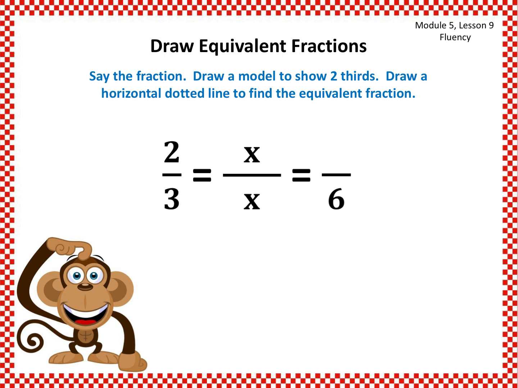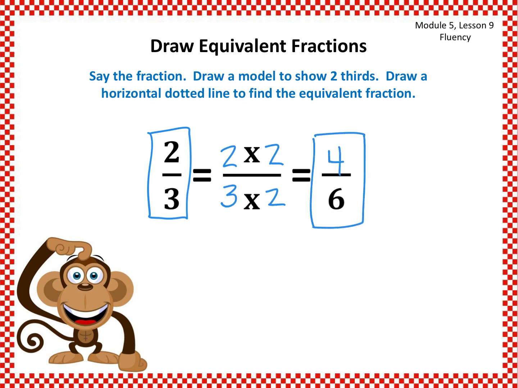All right, this time we have the directions changed just a little bit. We're going to say the fraction, and then we're going to draw a model to show 2/3 and draw the horizontal dotted line to find the equivalent fraction. So I am going to start here by writing our fraction. I'm going to go ahead and write 2/3. Even though I know we're going to draw this out, I still want to write my fraction, my number sentence. So I started with 2/3, which is what we started with over here. And I know that 3 times 2 is equal to 6, which is what I have in my denominator. Because I did it in the denominator, I have to do it in the numerator. 2 times 2 is 4. So according to this, I should have 2/3 equals 4/6.